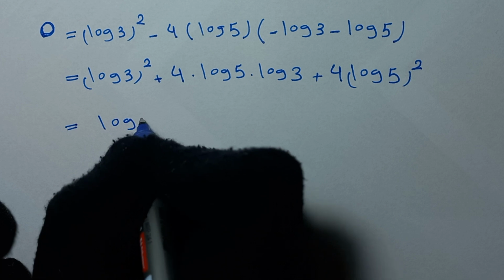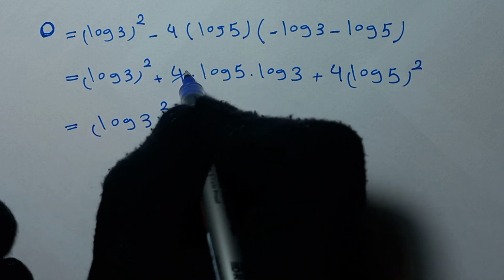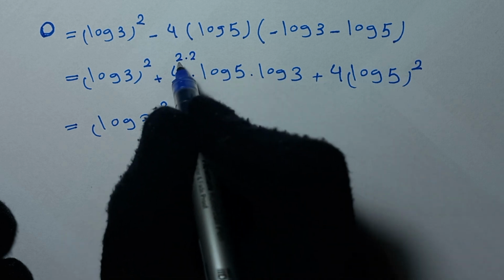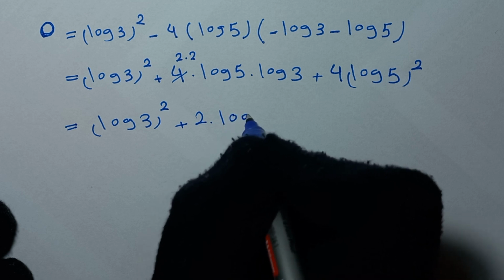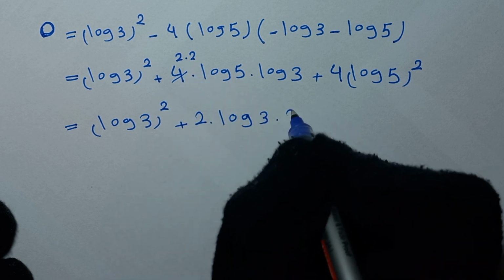So, in the next step, here we have log 3 to the power of 2, and 4, we can write 4 as 2 times 2, right? So, here we can write this as 2 times log 3, and times 2 log 5, right?